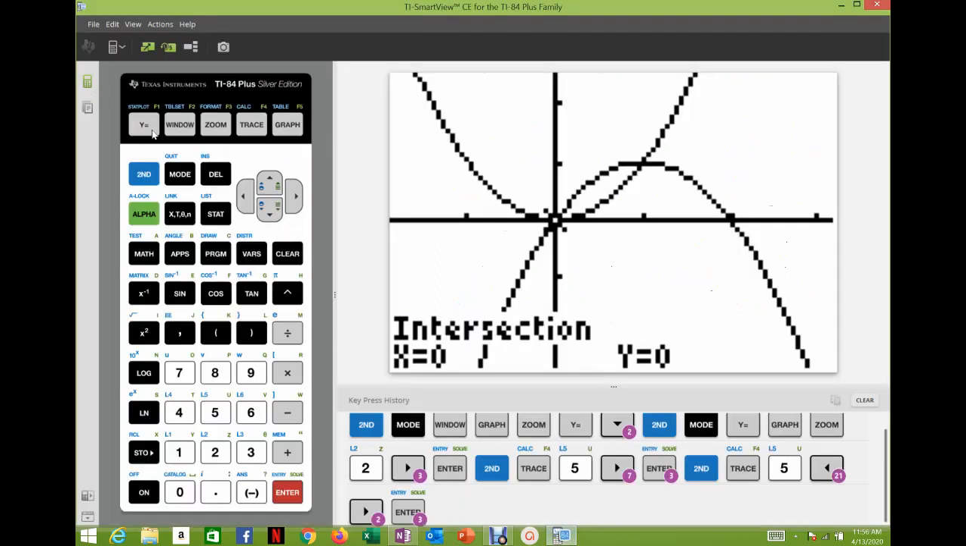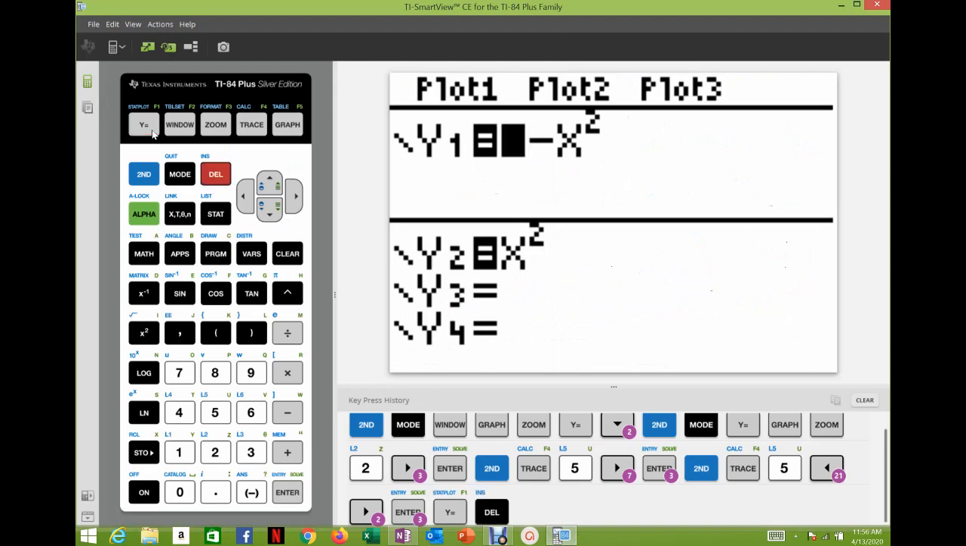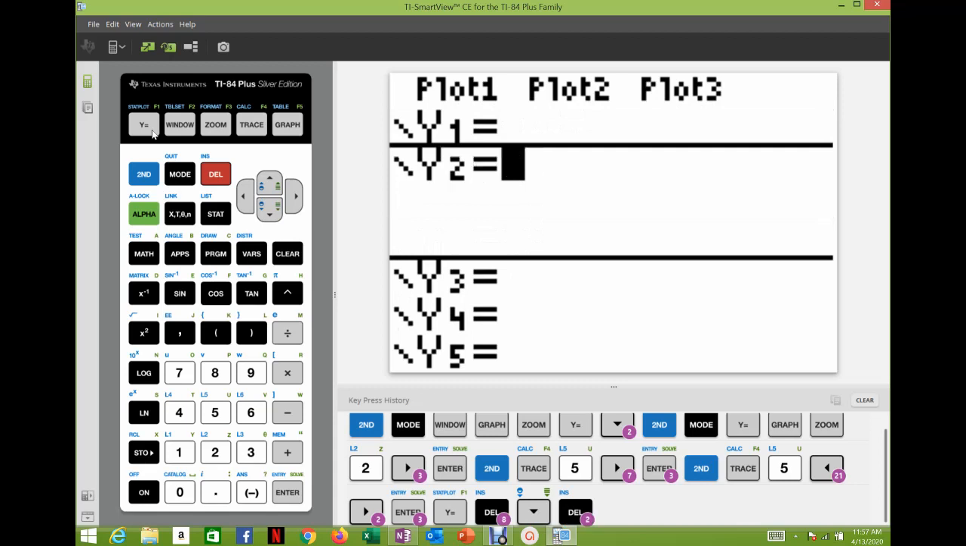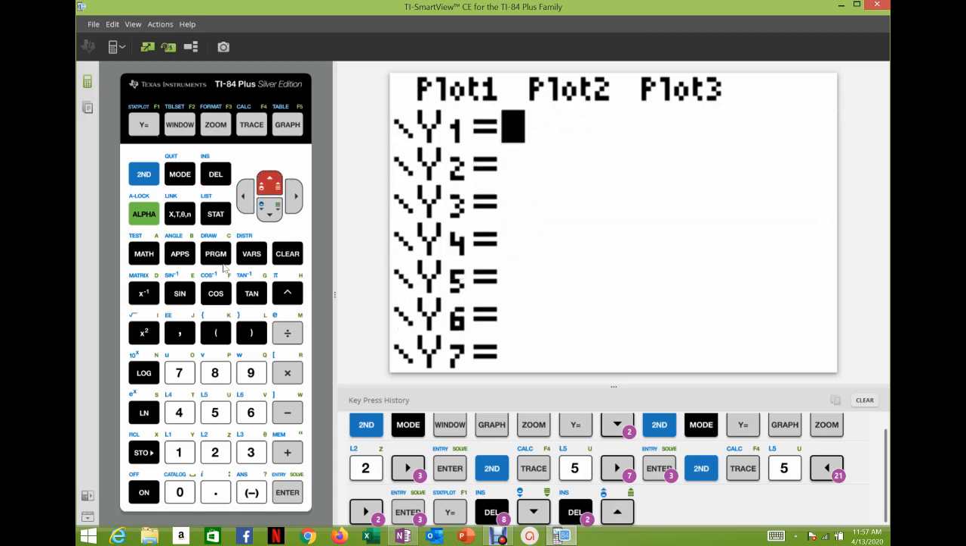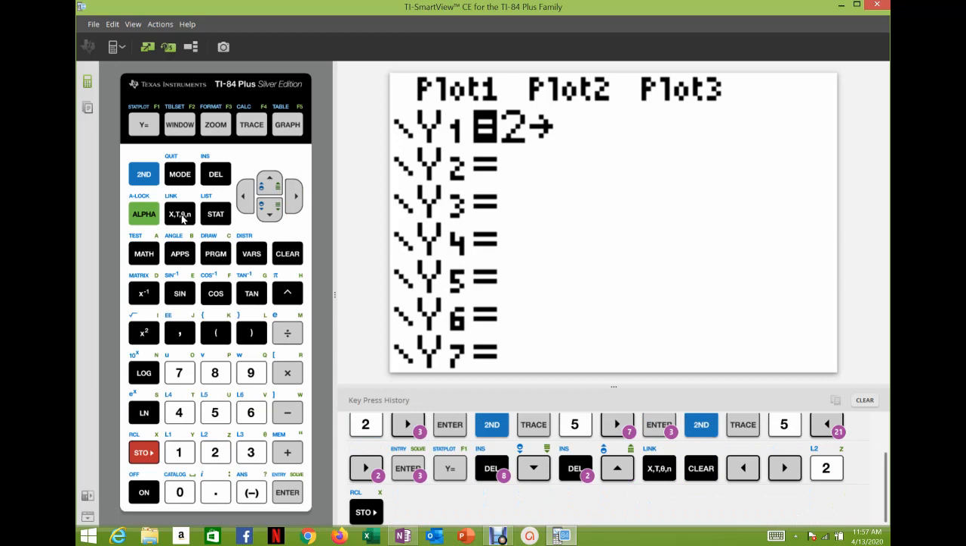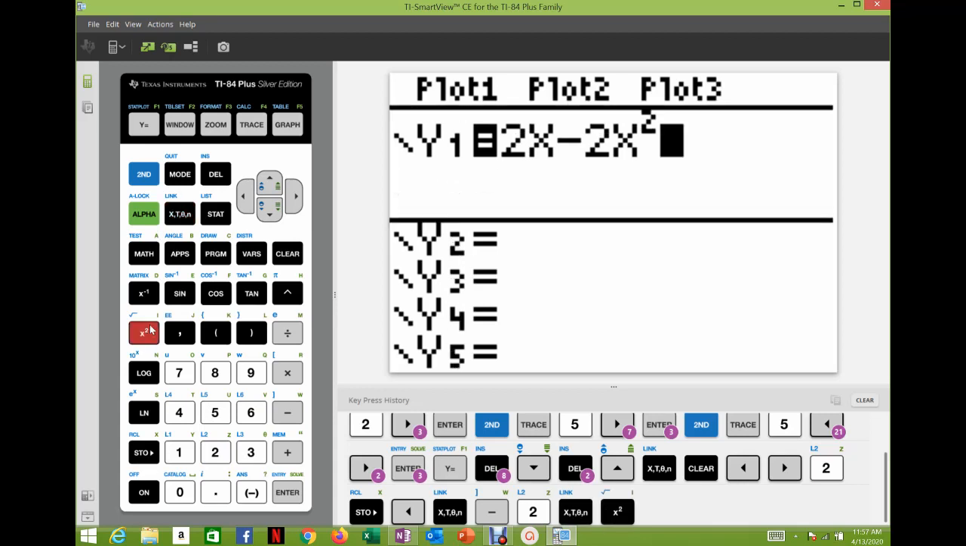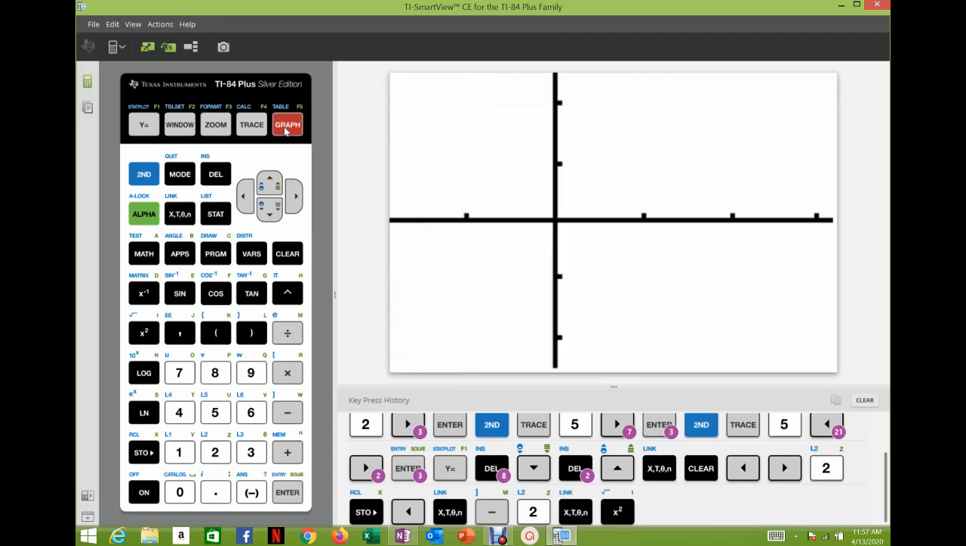And so I'm going to go back to my calculator, hit y equals, clear out what I've got there. Now I'm going to type in my new function, which is 2x minus 2x squared. Alright, and hit graph. And it graphs the new function.